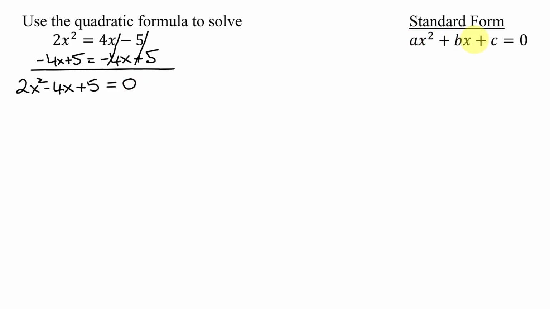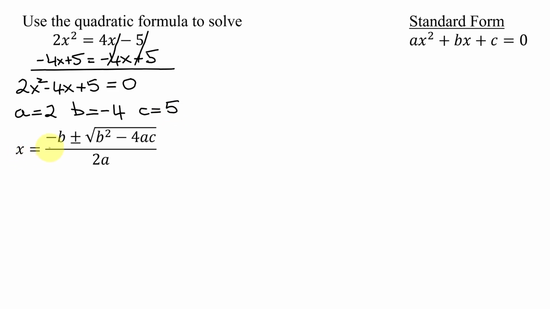I can now find the values of a, b, and c. A is the coefficient of the x squared term, it's 2. B is the coefficient of the x term, it's negative 4. And c is the constant term of 5. Here is the quadratic formula. x equals negative b plus or minus the square root of b squared minus 4ac, all divided by 2a. So now all I have to do is plug the numbers in.